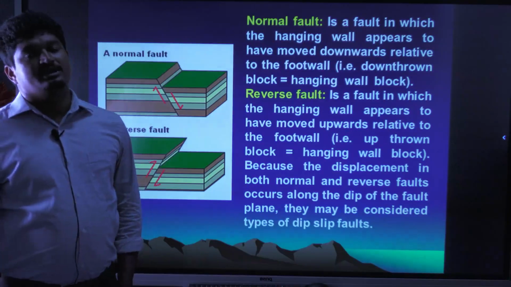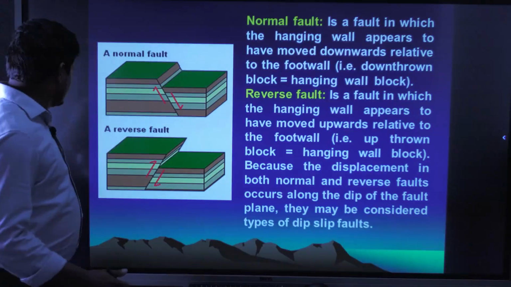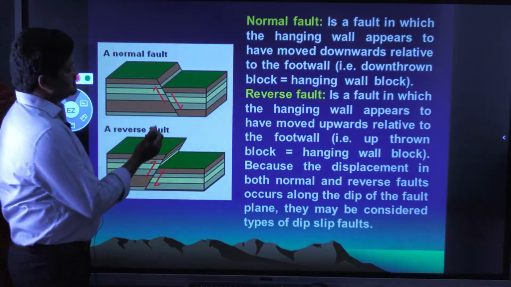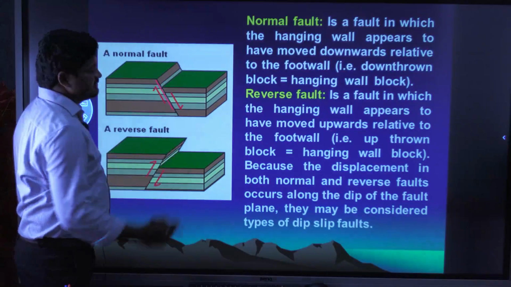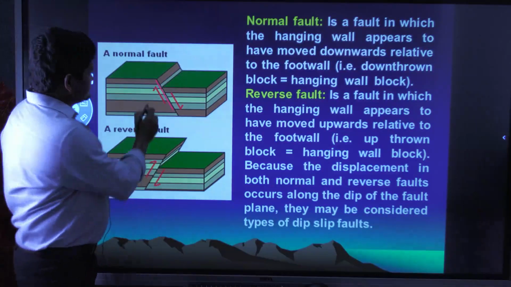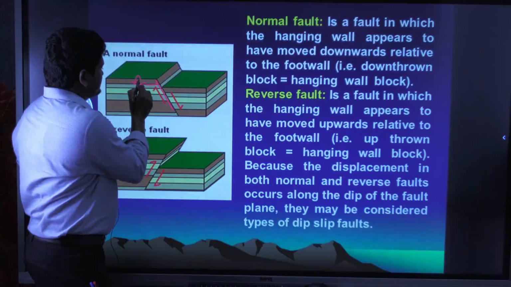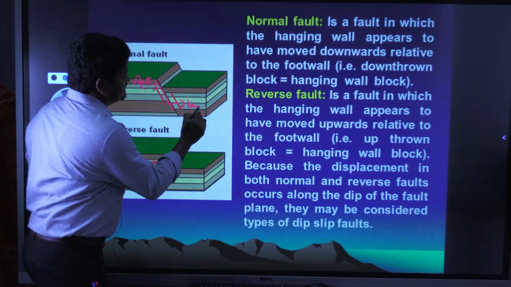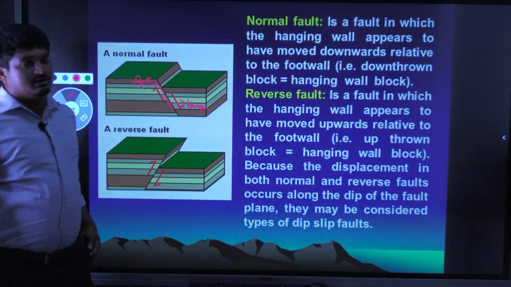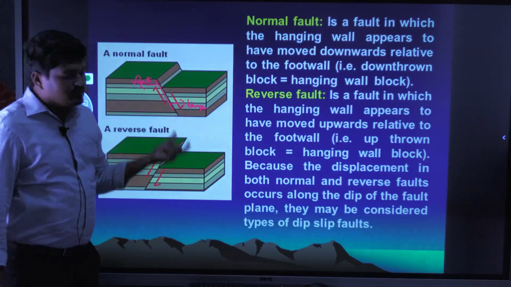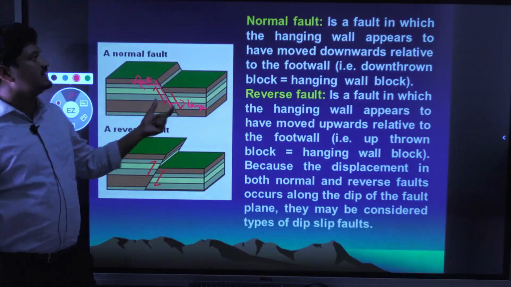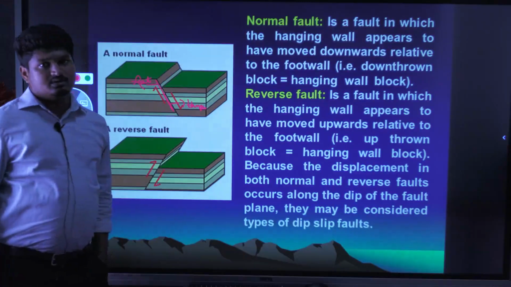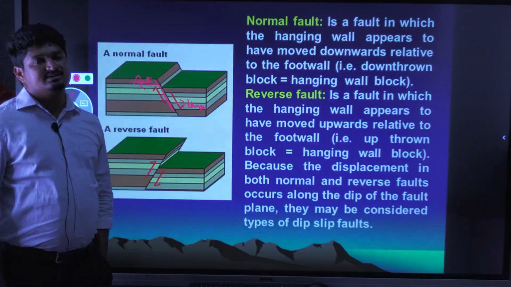Now coming to the normal fault. If you see this particular image, this is the bed that has been affected by faulting. This is the footwall, whose terminology we already know, and this is the hanging wall. The hanging wall moves relatively downward with respect to the footwall. We call it a normal fault. The hanging wall's downward movement observed in the rock mass we call a normal fault.